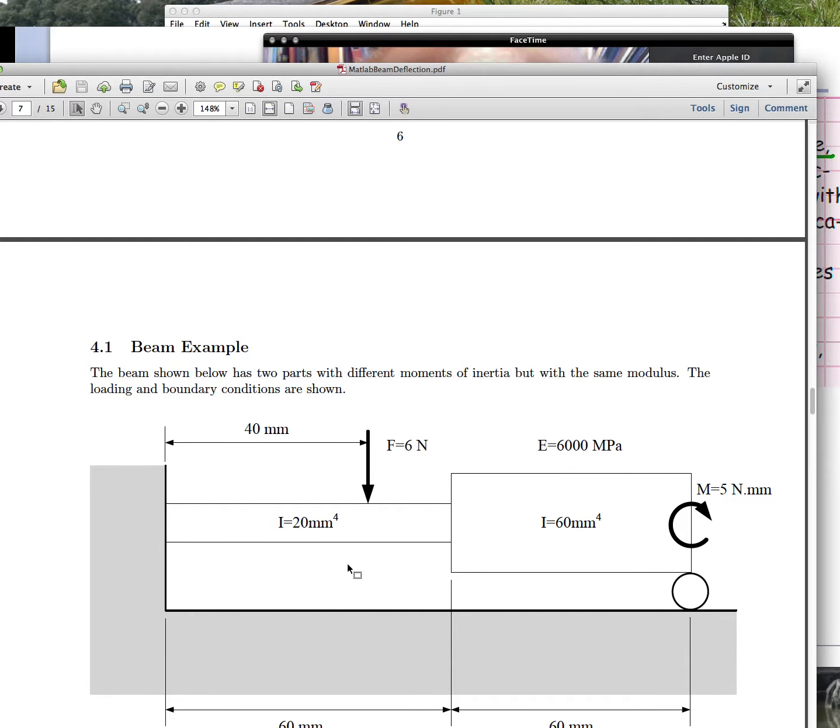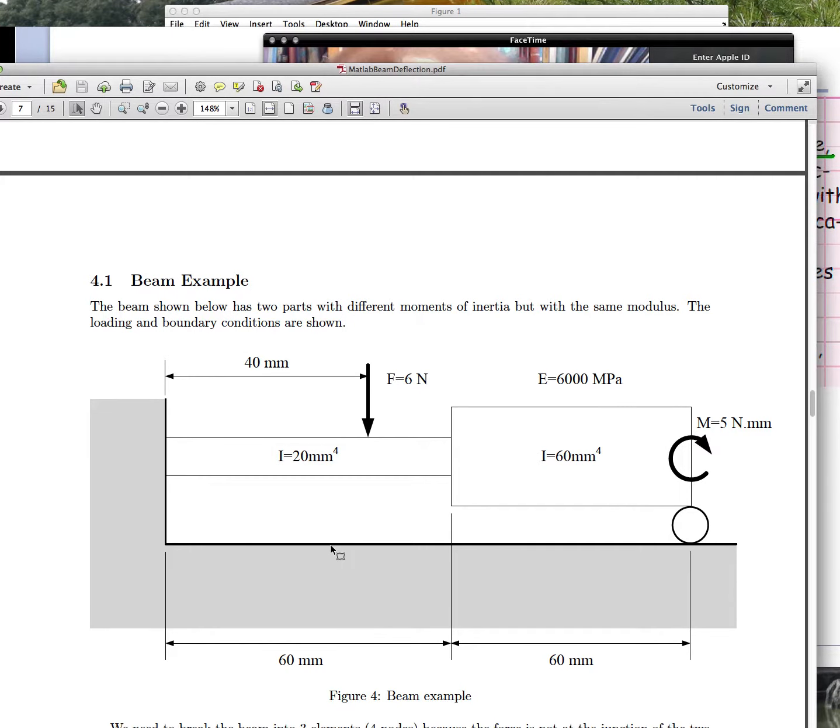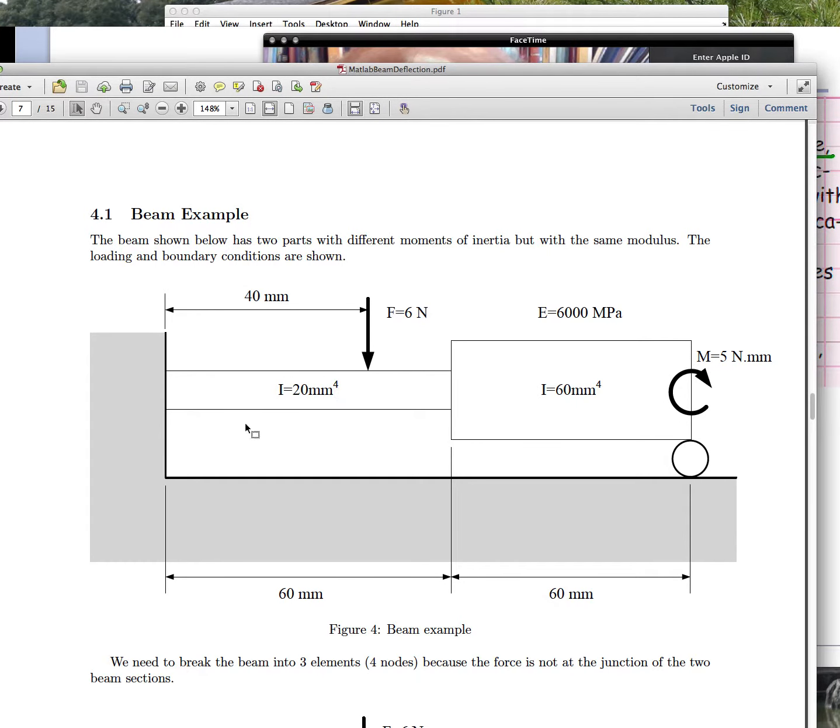So the result is, if you can see here, this example here, we have a shaft that has a moment of area of 20, and then it expands to another moment of area of 60, and it has one constant value of the elastic constant, and it has forces, one concentrated at this point with 6 newtons downward, and then a moment concentrated at the end with 5 millimeter. So for this example, we have to find the stiffness element.